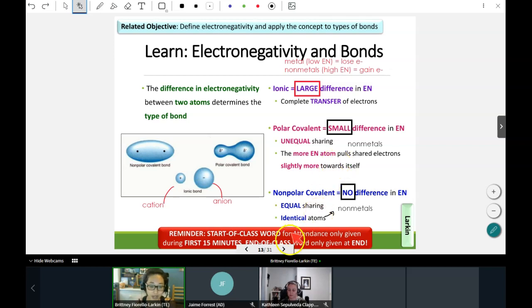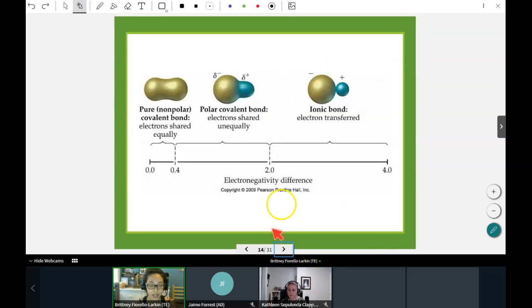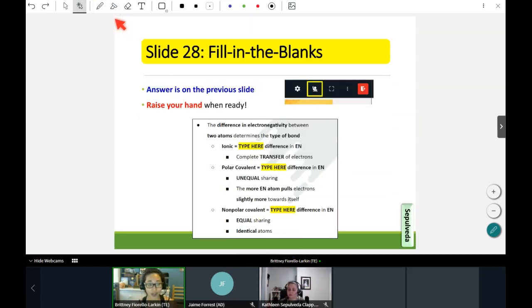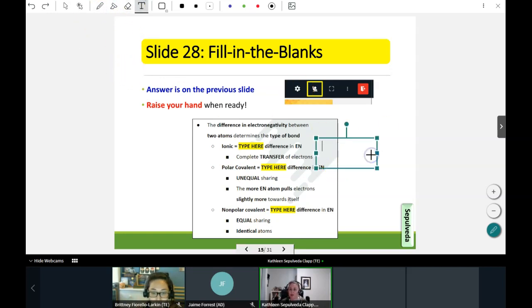Now, before we start practicing this, let's fill in the blanks here. This is a good diagram. Again, it's a spectrum. You either have low electronegativity difference, making you nonpolar, slight difference, making you polar, or completely different, making an ionic bond where we transfer electrons. Let's work on slide 28 about how ionics are large differences, okay? And so I'm going to put that up there.